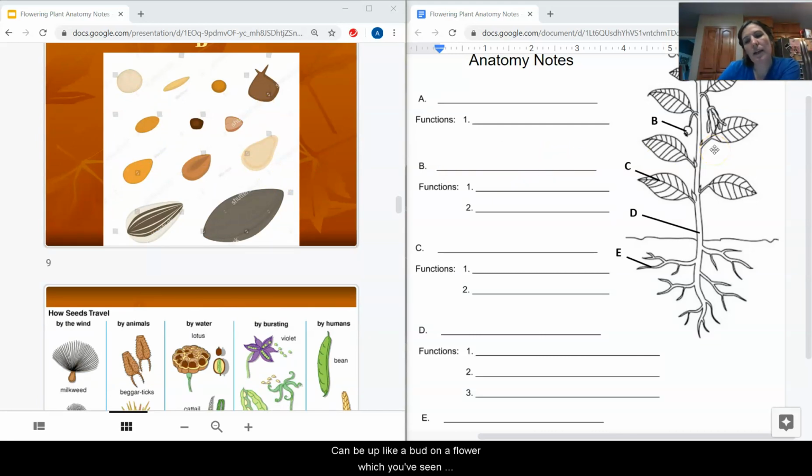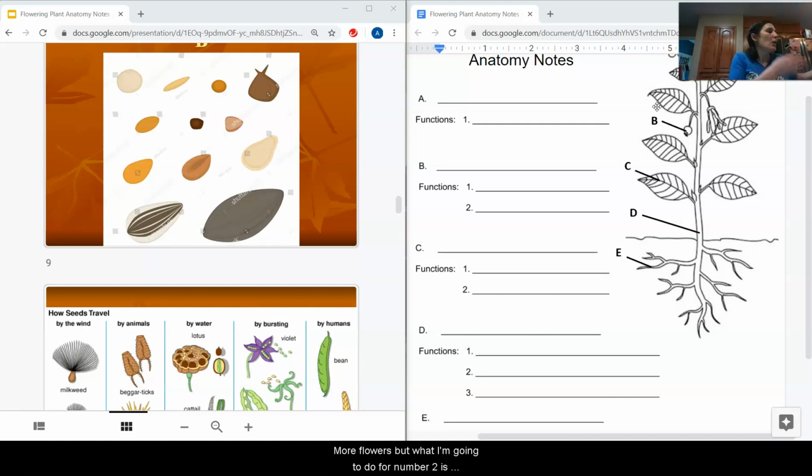Now B can be like a bud of a flower, which you've seen buds of a flower. It's like right before the flower's about to bloom, and you've kind of got these real pretty buds here. So if you keep watering it and taking care of it, you can have more flowers.